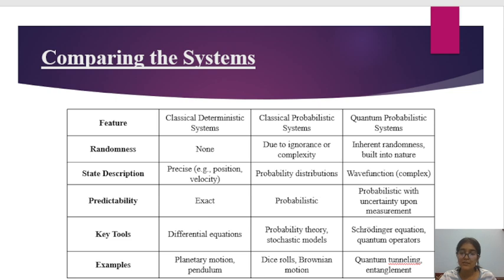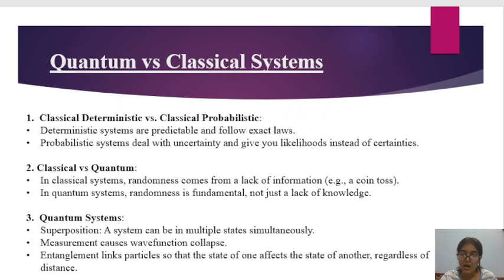Each of these models is useful in different contexts, depending on whether we are dealing with a completely predictable system, one with uncertainty due to complexity, or one where inherent quantum uncertainty governs the behavior. Now let's take a closer look at how these systems differ. Classical deterministic versus classical probabilistic.